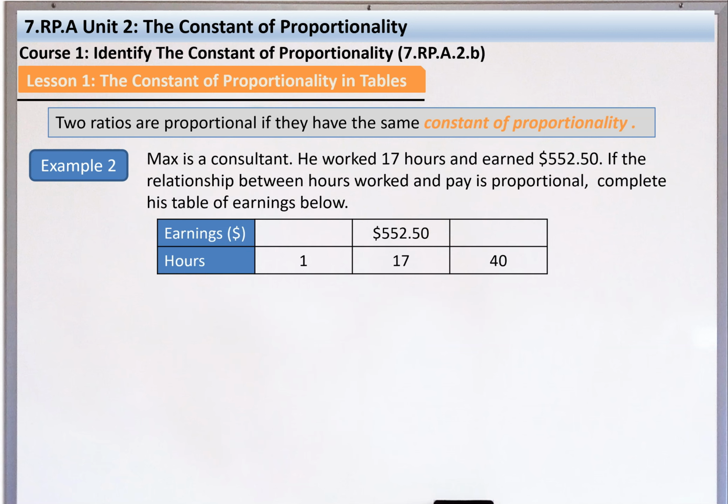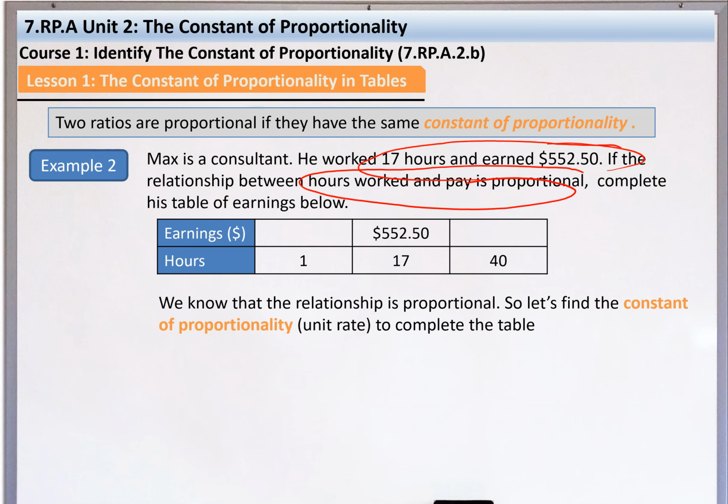Okay. Number 2, Max is a consultant. He worked 17 hours and earned $552.50. If the relationship between hours worked and pay is proportional, complete the table. So in this problem, again, we know it's proportional. So we can complete the table because we know that. We don't have to go figure out if it's proportional. We've been told it's proportional.